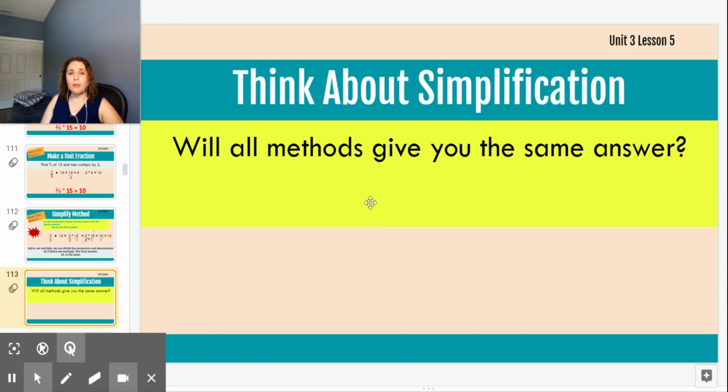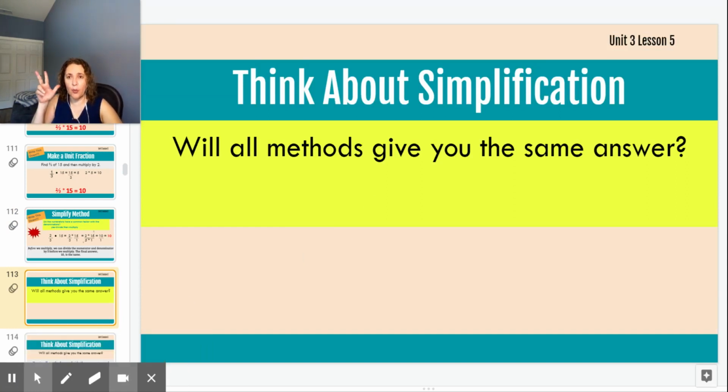So all the simplification methods that we talked about, the three, the regular way, the unit fraction, or the simplify first, they're all going to give you the same answer. We saw that all of them gave us the same answer, but doing the simplified method is going to be faster, and it's going to be easier to do because it's going to give you smaller numbers to multiply, and you're going to just see in just a second.